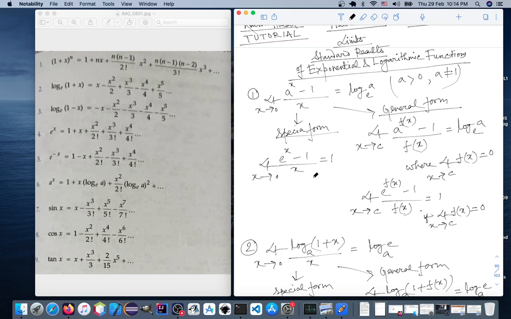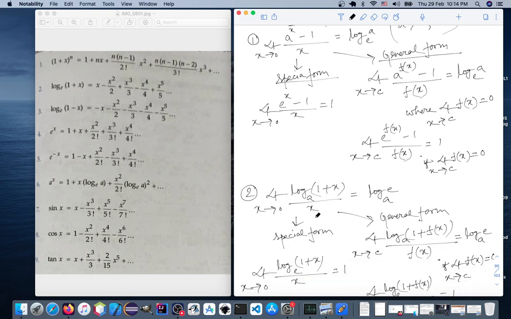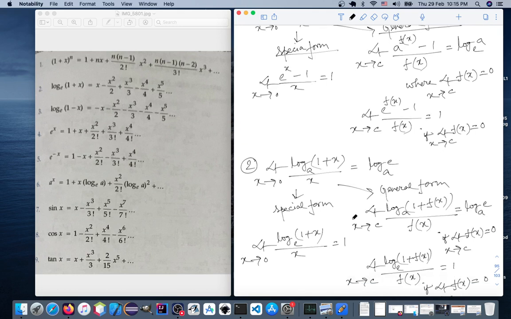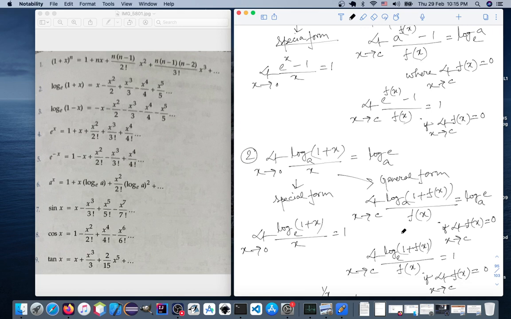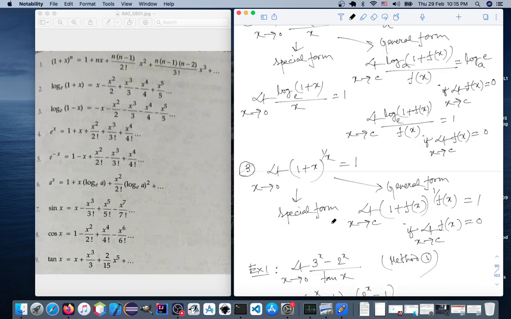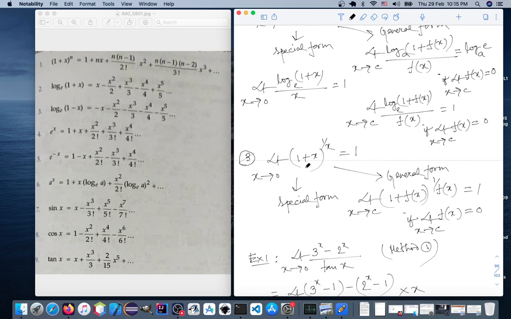Also, if instead of a we have e, then it becomes 1. Also for this standard result, log a (1 plus x) by x, x tending to 0, we have log a e. Instead of x, we could have any function f(x), and that f(x) must tend to 0 for the given limiting value of x. Also, the third one is (1 plus x) to the power 1 by x equals e when limit x tends to 0. Here also we can have, instead of x, a function f(x), which should tend to 0 at the given tending value of x.